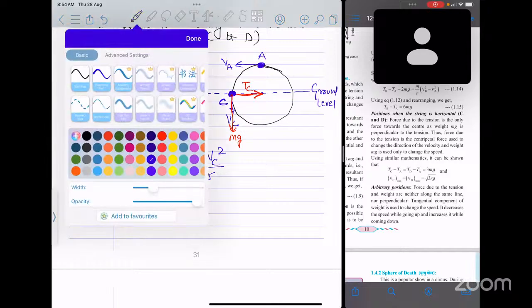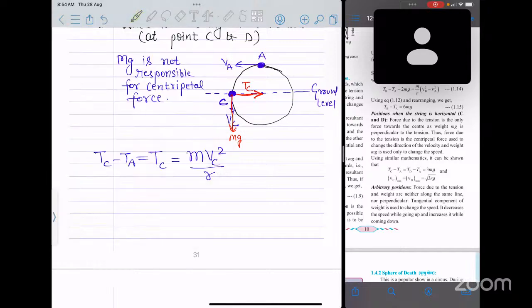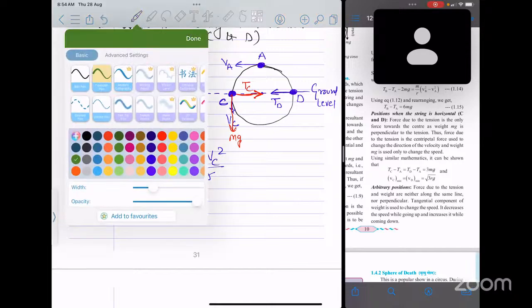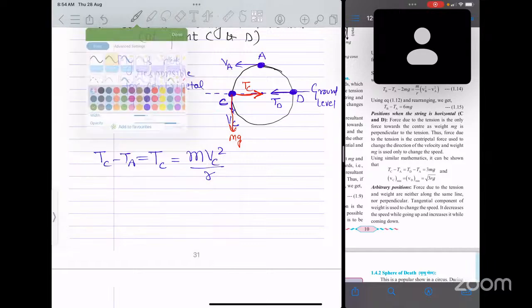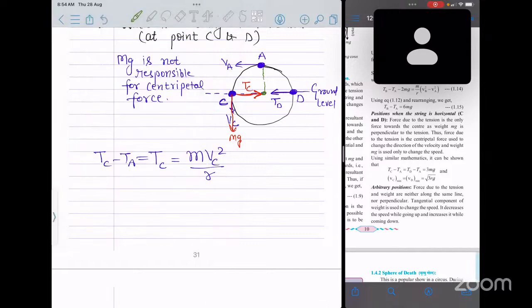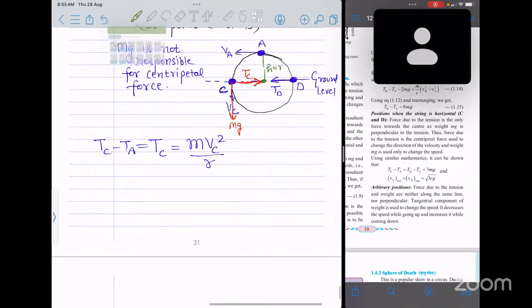What is the difference of height between point A and point C? I have taken point C at ground level. Similarly, it will be true for point D also, and let's say tension at point D will be TD. Both points, C and D, are at ground level, and the object is coming from point A, which is at a certain height. In this case, height H is equal to radius R. So apply the work energy theorem.